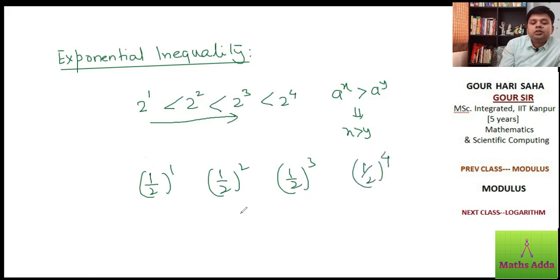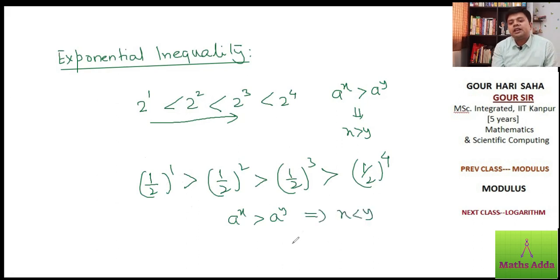Let me know which one is largest. This is 1 by 2, 1 by 4, 1 by 8, 1 by 16. So largest is this one. You see, as the exponent increases, the value is decreasing. Here it's just opposite. If a to the power x is greater than a to the power y, it implies x is less than y, meaning more power, less value. Here it is more power, more value.